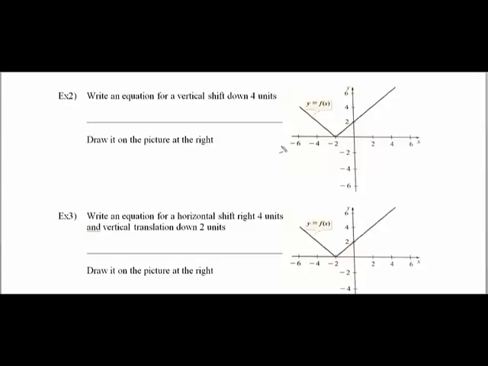Alright, so write an equation for a vertical shift down 4 units. So here we have y equals f of x minus 4. And notice how the minus 4 was outside of this equation. Horizontal shifts are inside with the x, vertical is outside.